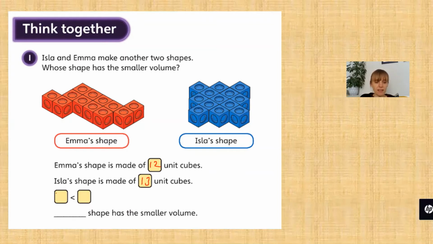So to write that in our number sentence, remember our crocodile, the big mouth points to the biggest number. So we'd have the 12 on this side, we'd have the 13 on this side, because that we would read as saying 12 is less than 13. So we would say that Emma's shape, I'm just going to put an E rather than trying to write her name with this pen, Emma's shape has the smaller volume.